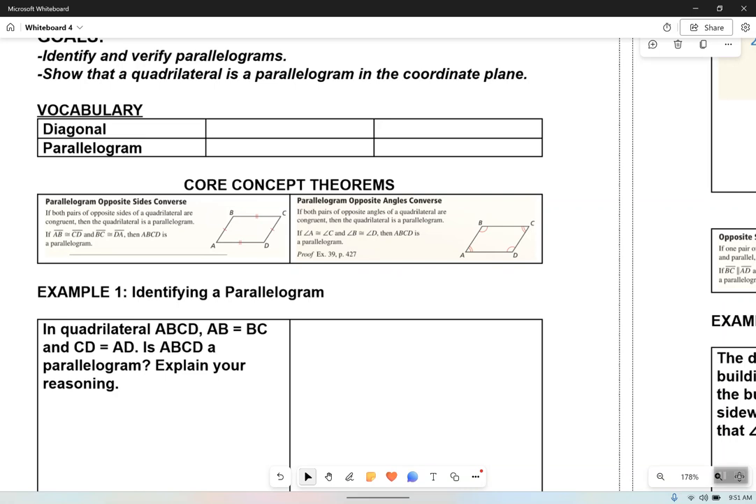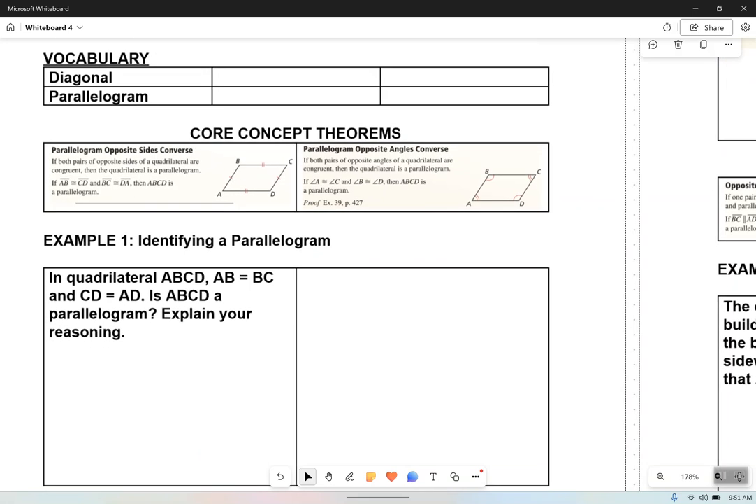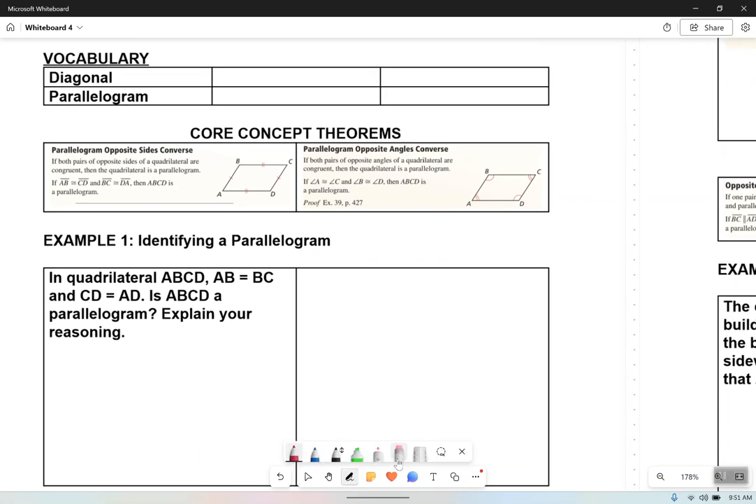So some background knowledge in terms of what we're doing. Kids, I'm right here where the core concept theorems are. A couple things we're going to need to know here. What's the first one say right here, kids? It says if both pairs of opposite sides of a quadrilateral are congruent, then the quadrilateral is a parallelogram. Notice how AB is equal to what distance here, kids? CD, right? So that's one pair that's congruent.